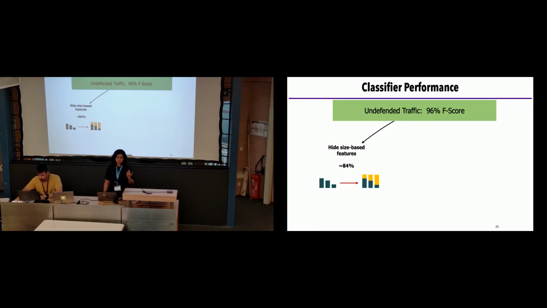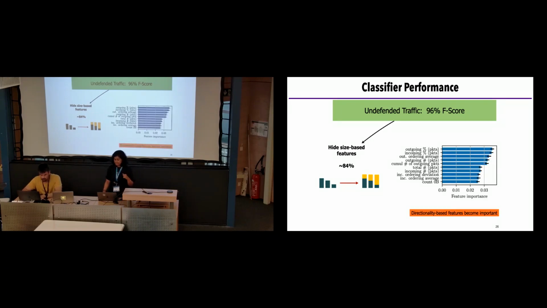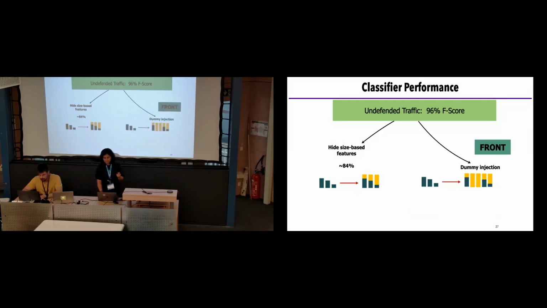And we see that the F-score drops by about 12% or so, but it is still much higher than the random baseline. And if you look again at the features that the classifier is using, you see that it's because the directionality-based features became very important. You still have things like the total number of packets that the adversary relies on. So in order to tackle that, we implemented dummy injection, which is, again, inserting padding frames and dummies. And we used a popular dummy injection defense called FRONT.